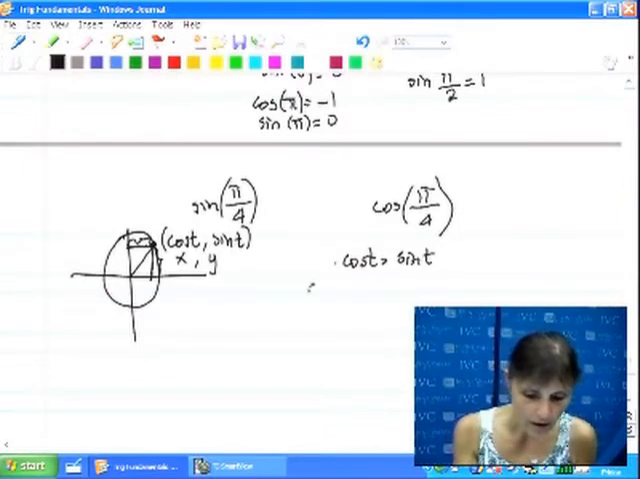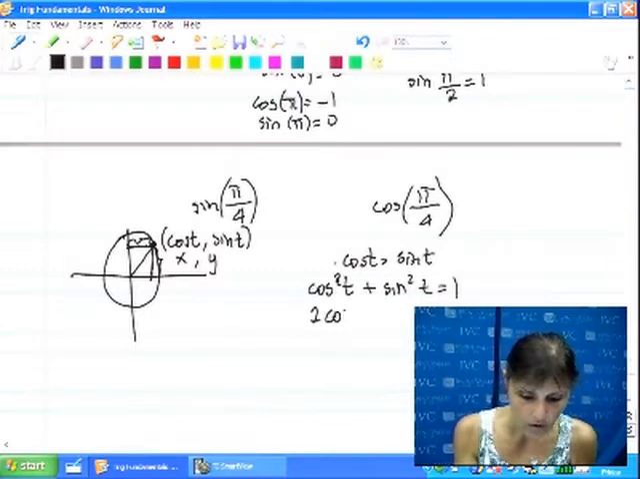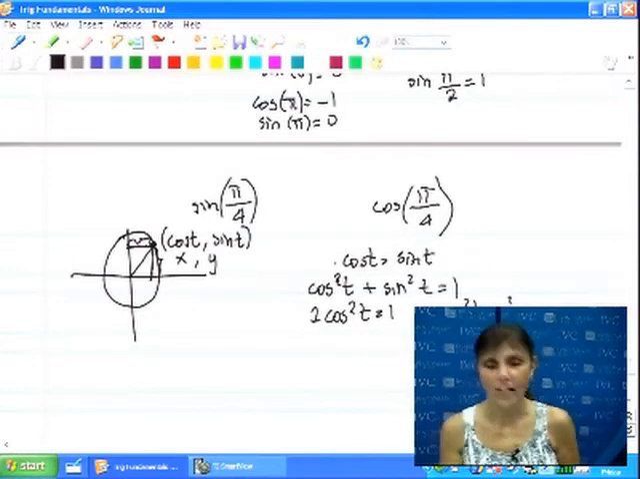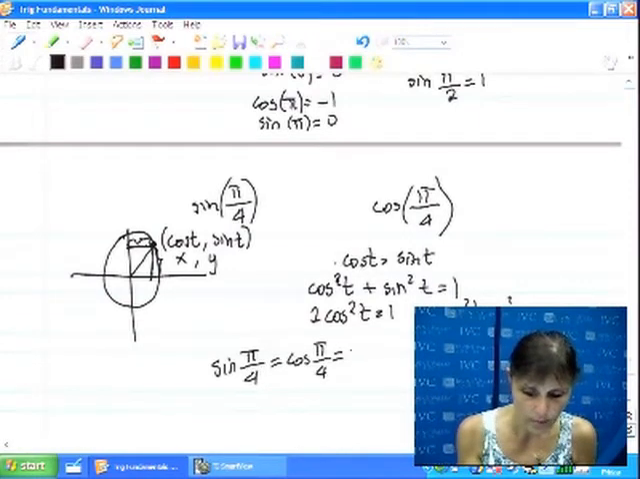And remember my hypotenuse squared, the right angle triangle formula? I know that this is true. Since they are equal, you can just write it like that. That means cosine squared t is 1/2. That means cosine t is rad 1/2, which is rad 2/2. Look what I did. And since I am here in the positive, cosine t and sine t, so t being pi/4, they're going to be equal, and they're going to be rad 2/2.